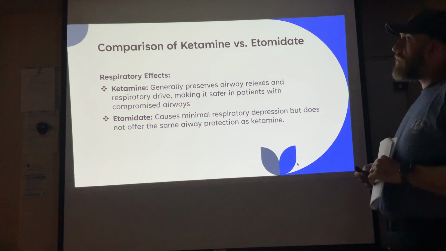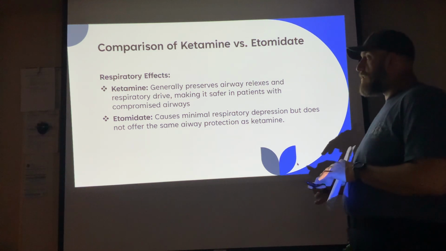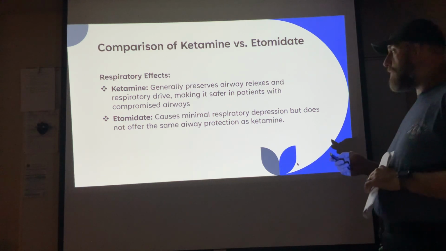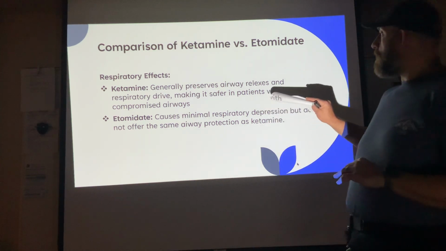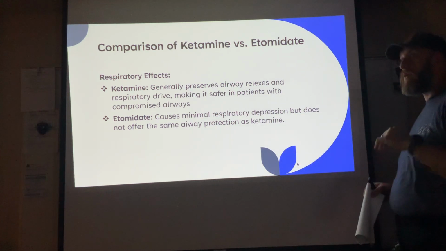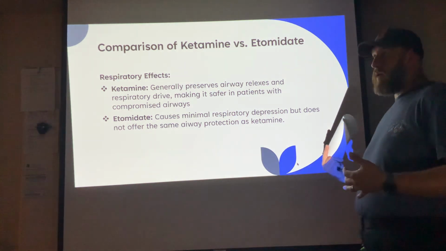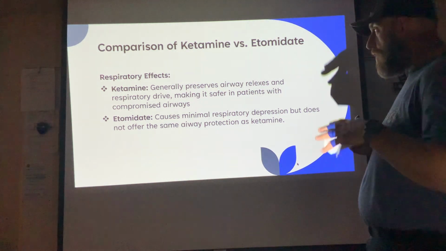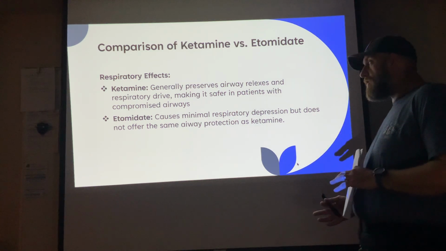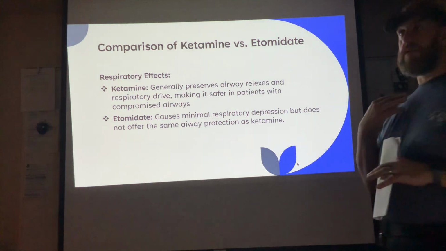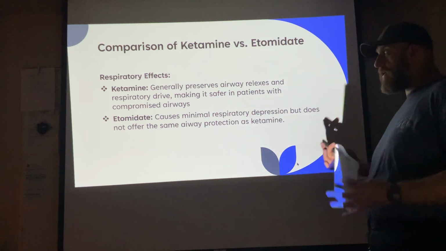So respiratory effects. Ketamine generally preserves airway reflexes and respiratory drive, making it safer in patients with compromised airways. And etomidate causes no respiratory depression, but does not offer the same airway protection as ketamine. So what do we mean by this? Ketamine preserves reflexes and respiratory drive. So you push the ketamine, your patient's still going to be breathing as they were before. They're still going to be moving air, they're still going to be trying to breathe on their own. It's just going to relax them, the pain management, just all around cognitively, they're going to go down a few levels. Whereas etomidate, they're not going to have that same protection. The sedation factor of it is going to take away some of those gag reflexes, some of that protective airway that they had before. So that's where etomidate and ketamine differ.